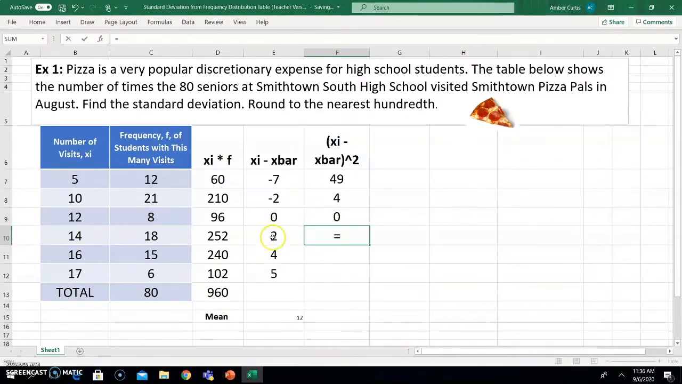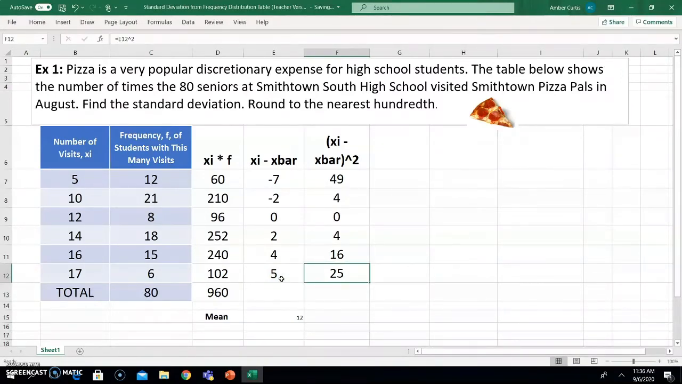And you will notice here that squaring is just the caret key, so shift 6, and that means to the power of, and then a 2. So whenever you want a power, you use that caret key, that shift 6. And it will simply multiply the number by itself, or square it. All right, so now we have all of our squared differences.